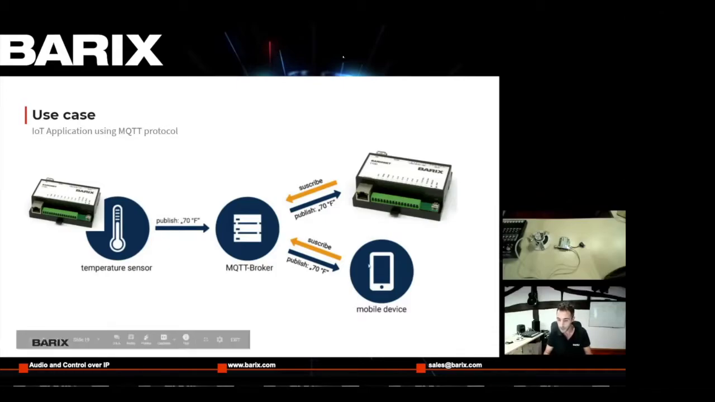Other clients, MQTT clients, can run on smart devices too. So you can, for example, activate a relay remotely from your device to turn on your lamp. The lamp is connected to the Barionet, and you can switch on your lamp remotely from a mobile device using MQTT.